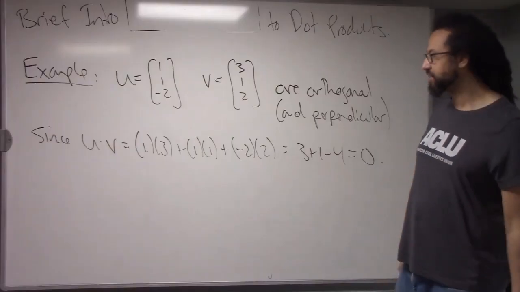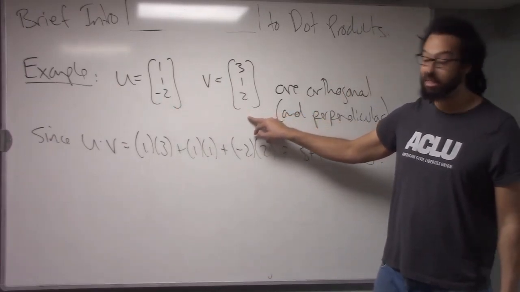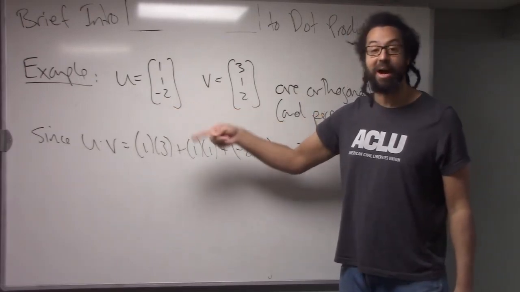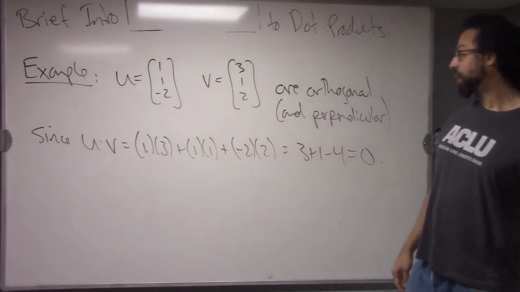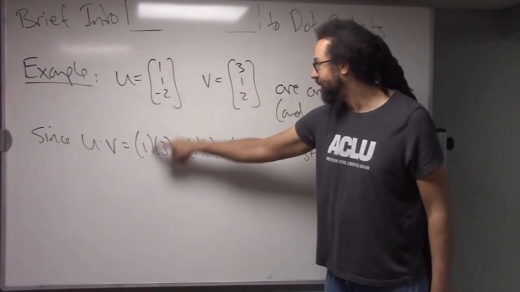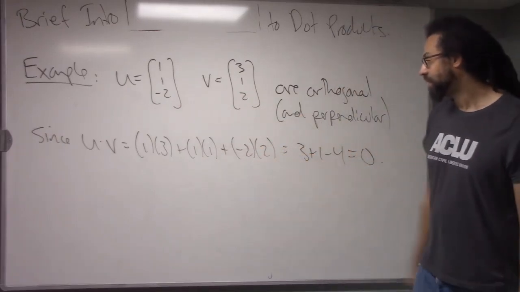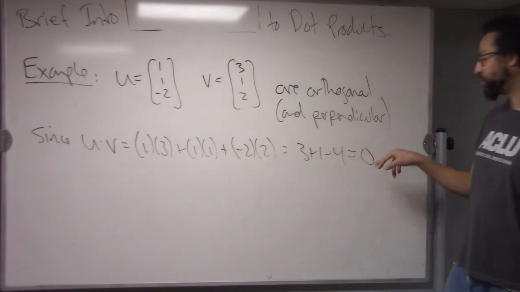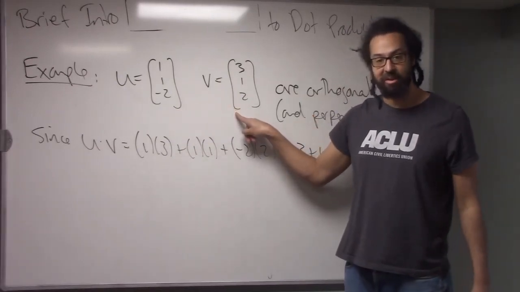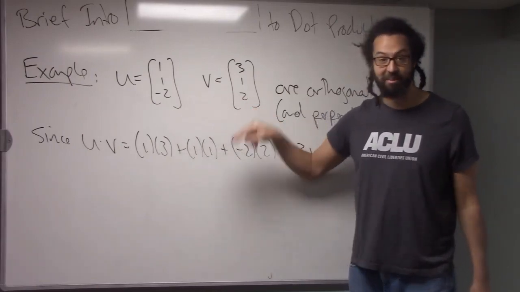All right, here's a quick example. So these two vectors are orthogonal, and coincidentally, they're also perpendicular because they're not 0. Here's why they are orthogonal. Well, just take the dot product. So u dot v, 1 times 3 plus 1 times 1 plus negative 2 times 2. So that's 3 plus 1 minus 4, which is equal to 0. So this shows that these two vectors are orthogonal, and that means they must be perpendicular because neither one of them is 0.